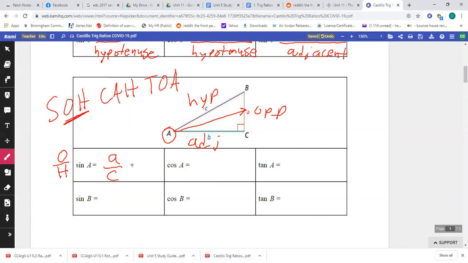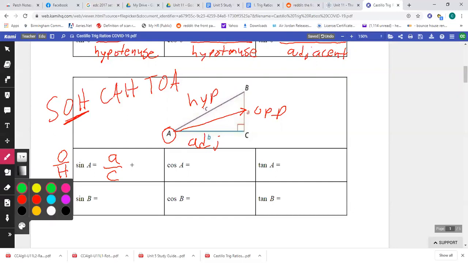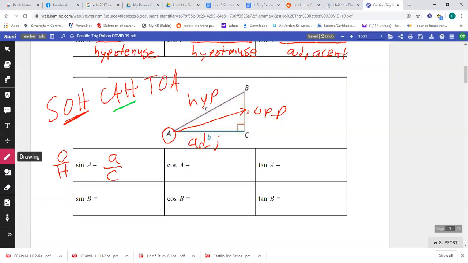Okay. Now let's look at cosine. Cosine A is adjacent over hypotenuse, right? So if I look at angle A, the adjacent is B, and the hypotenuse is C, right? Because cosine is A over H, right?